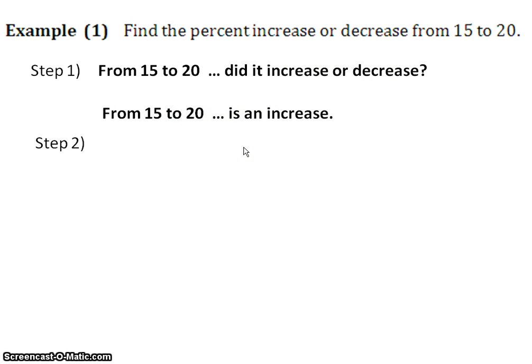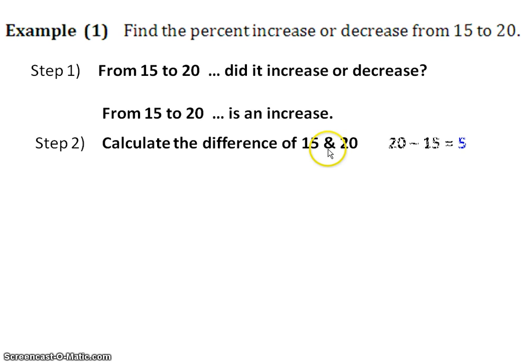In step number 2, we need to calculate the difference of 15 and 20. Now remember that finding the difference, we're going to use subtraction. So 20 minus 15 equals 5. So we know that it increased by 5.